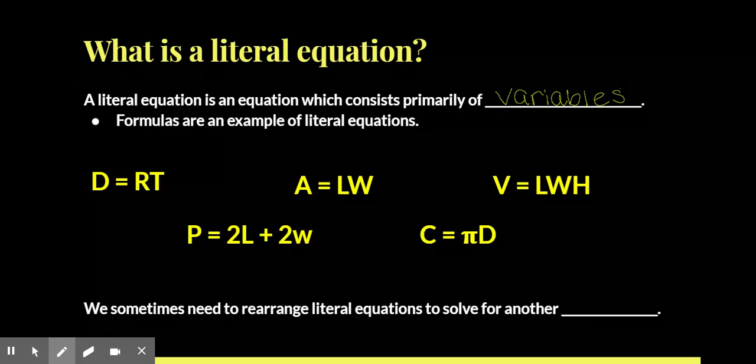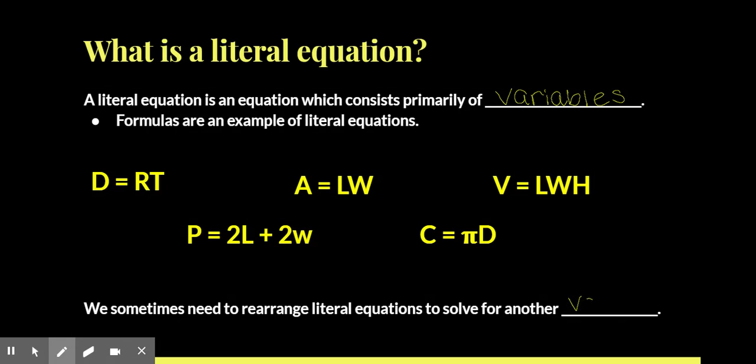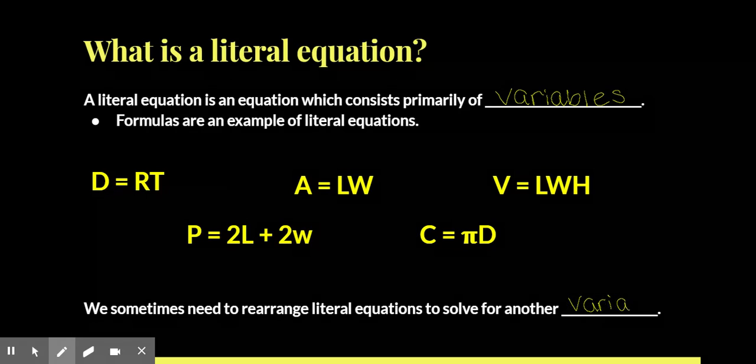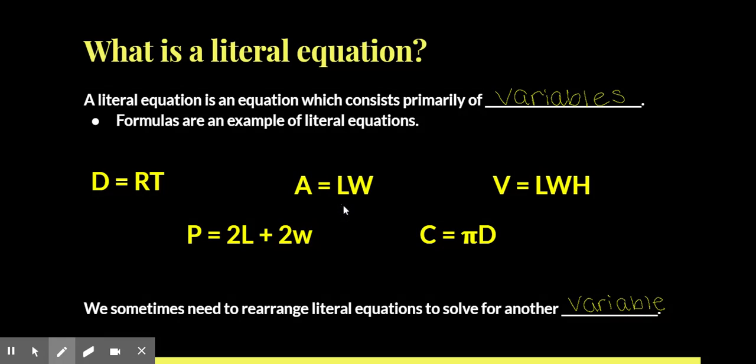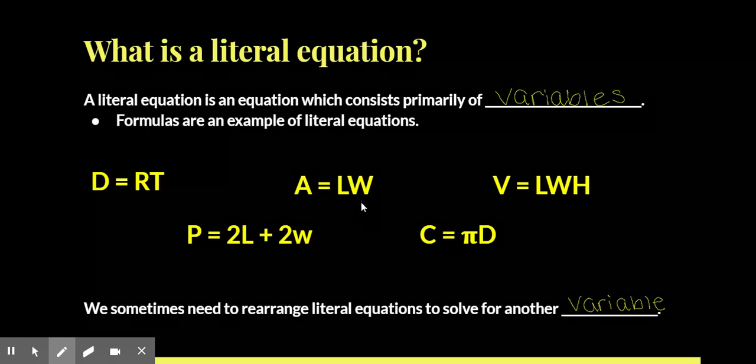Now, depending on what information you're given in a problem, you can choose to leave the formula as is, or you may want to rearrange it. Rearranging it is useful to solve for another variable. For example, if you're using the area formula, area equals length times width, it's super easy if you're given the length and the width and asked to find area. However, if you're given the area and the length, you will want to rearrange that equation so you can solve for the width.